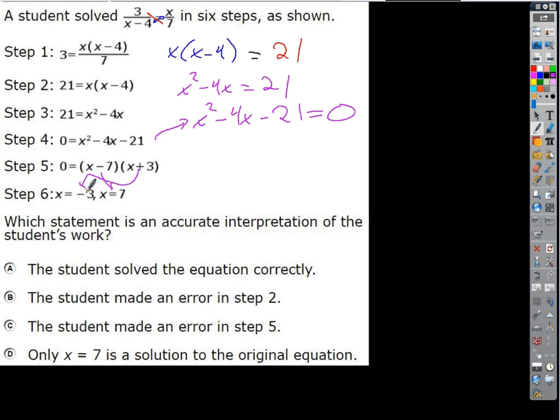So if we want to really make sure, we would just plug in negative 3. If I plug in negative 3 up there, what am I going to get? 3 over what's negative 3 minus 4? Is that equal to negative 3 over 7? Yeah. Both of those, positive divided by negative just means a negative fraction. So those are equal, right? What about positive 7? If I put 7 in, I'm going to get 3 over 7 minus 4, which is 3, right? So is 3 over 3 equal to 7 over 7? Yeah, they both work, okay?